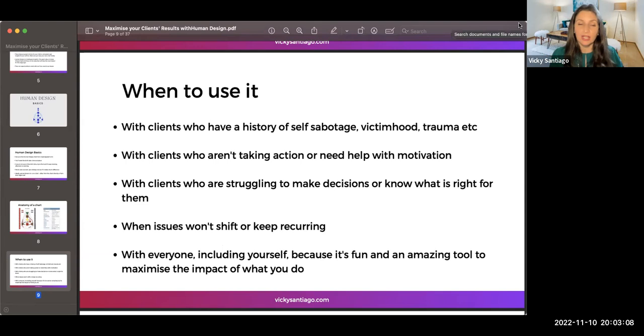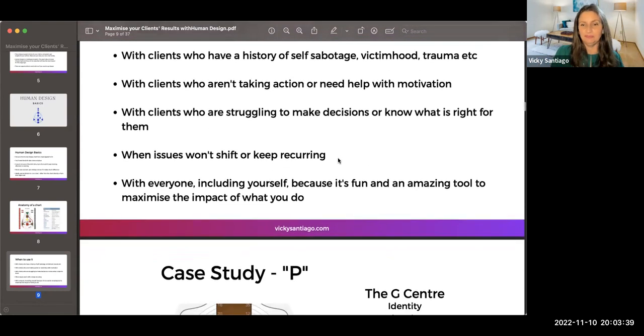I found it really useful to work with clients when issues won't shift or they keep reoccurring, and you kind of tried all the hypnosis tools that you can think of, but there's still something missing. That's when I found this really, really useful as well. And honestly, I recommend using human design with everyone, including yourself, because it's really, really fun. And it's a great way to maximize the impact of what you do, simply by helping ourselves to understand our clients better and how they tick, and understand ourselves better as well.